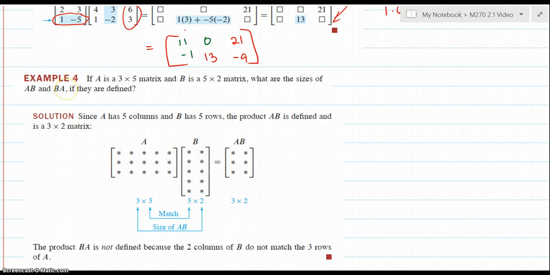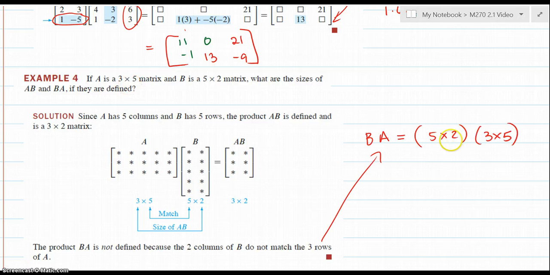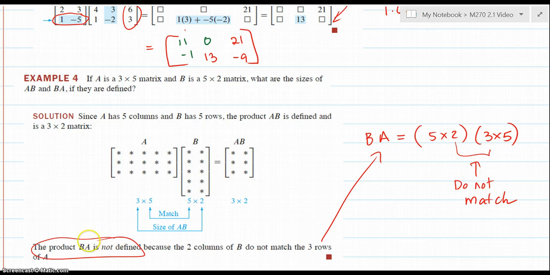BA is not defined. It talks about it here. Because if you took B times A, you would have a 5 by 2 with a 3 by 5, and these inner ones do not match. So BA is not defined.